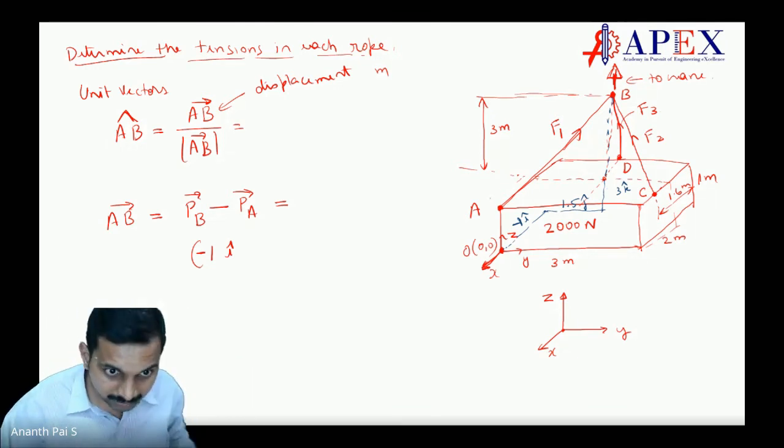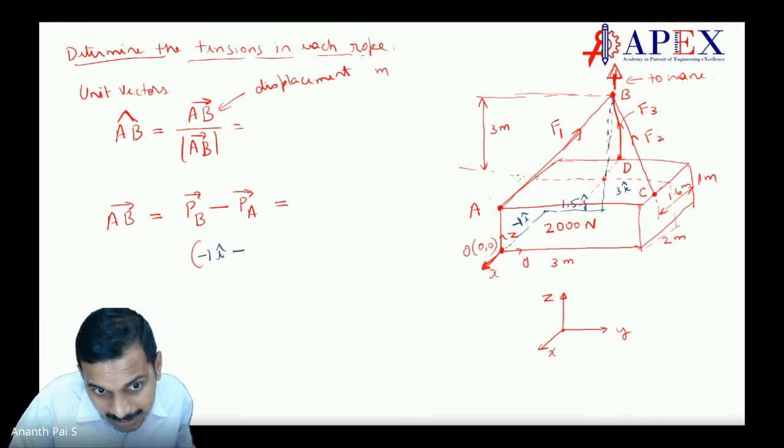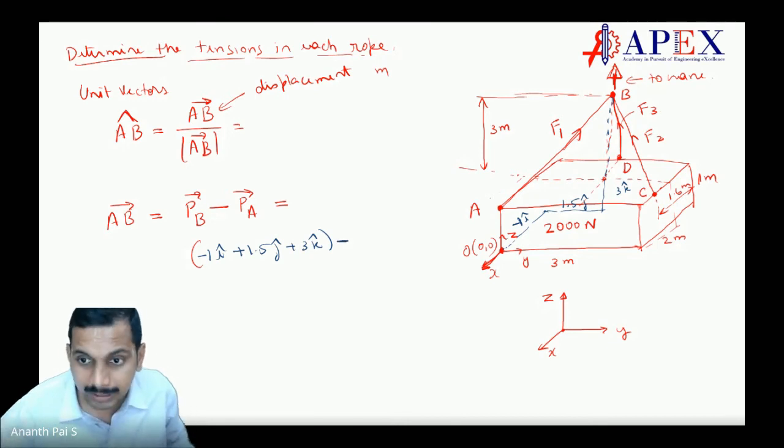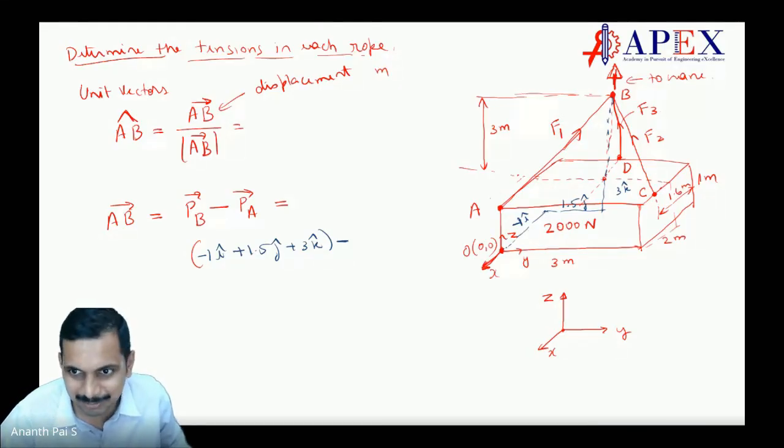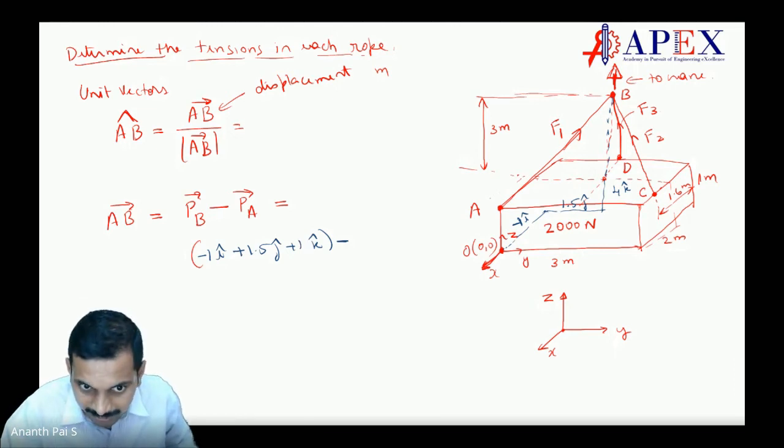So I will erase this and write PB as minus 1I plus 1.5j plus 3k. Should it be 3.5, sir? It is not 3k, it is 4k. I'm sorry, it is 4k. Very good. Not 3.5, 4. Why? Because 1 meter here and 3 meters over here, so it is 4. Yes, sir, it is 4k.